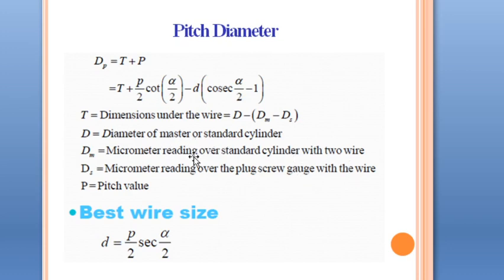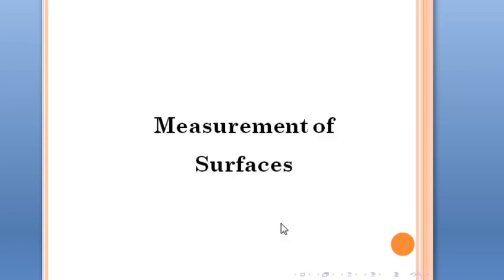First we fix the master cylinder or master diameter, measuring the master diameter using the micrometer, DM. Then DS using the plug screw gauge. P is the pitch value. Best wire size, here also the wire size is chosen by the same formula, P by 2 secant of alpha by 2, with alpha equal to the same 60 degrees.